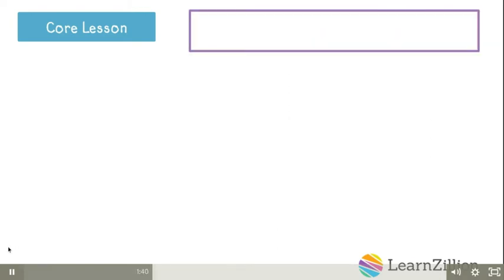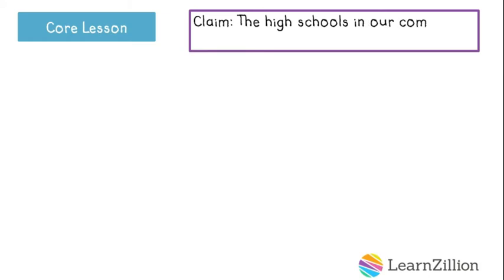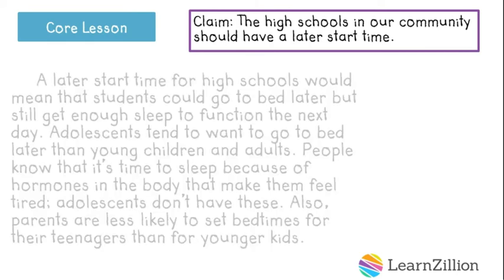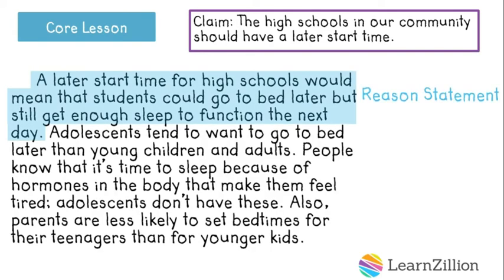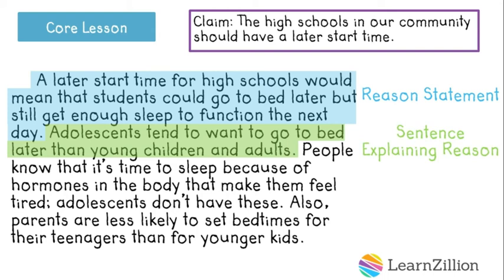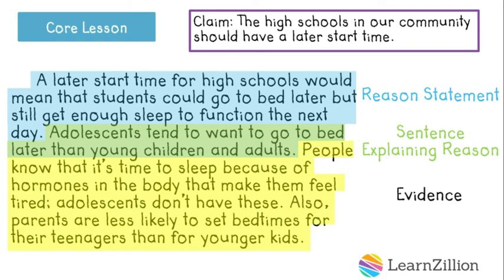As you probably noticed, my claim in this essay is that the high schools in our community should have a later start time. This is what I'm arguing. So let's break down this first body paragraph. The first sentence here is my reason statement. It's there to support my claim. The second sentence is a sentence explaining exactly how the reason supports the claim. And these are followed by two pieces of evidence explaining the reason.